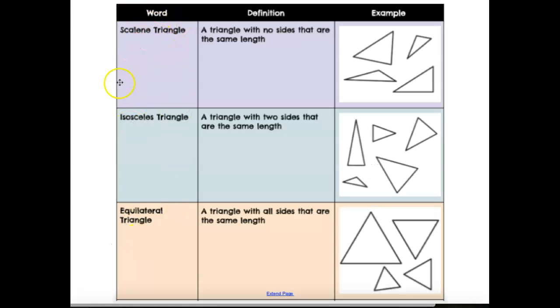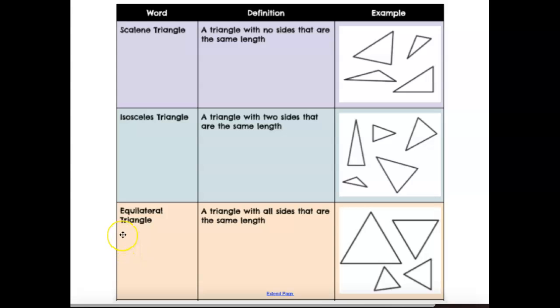Here are three types of triangles based on their side lengths. Scalene triangles have no sides that are the same length. So you can see over here, all of these triangles have three sides that are different lengths. Isosceles triangles are triangles with two sides that are the same length. So over here you can see this triangle has two equal sides. This triangle also has two equal sides. This triangle has two equal sides, and so on.